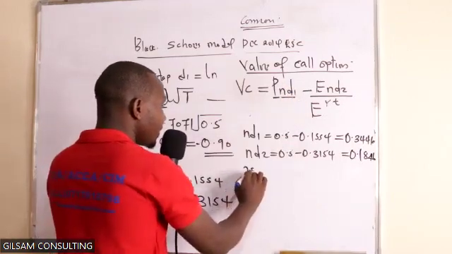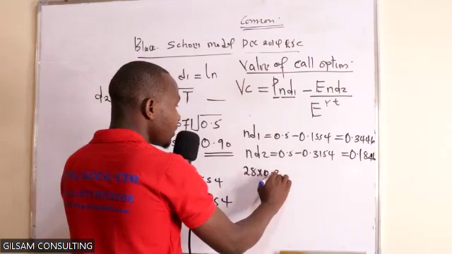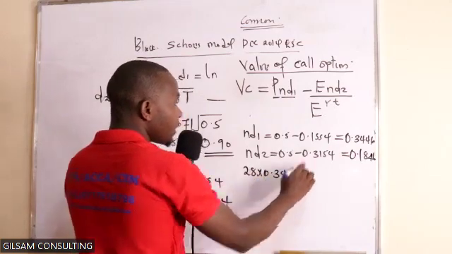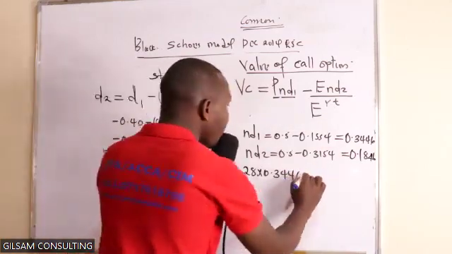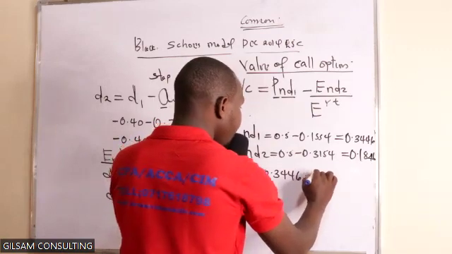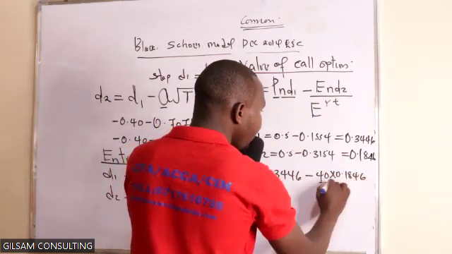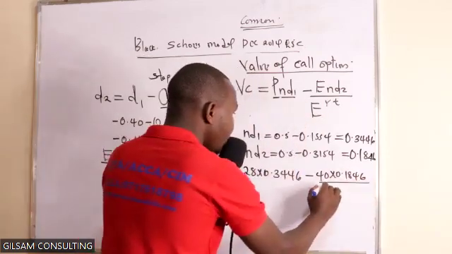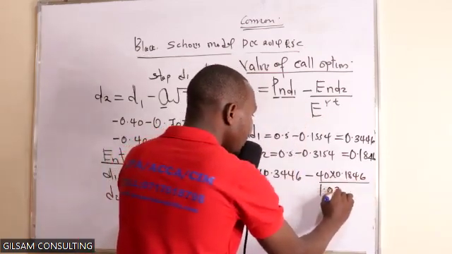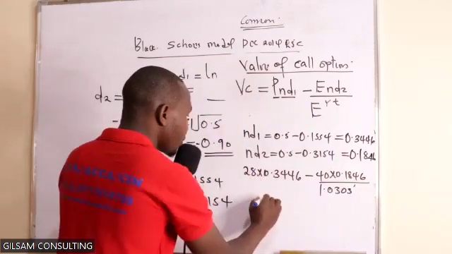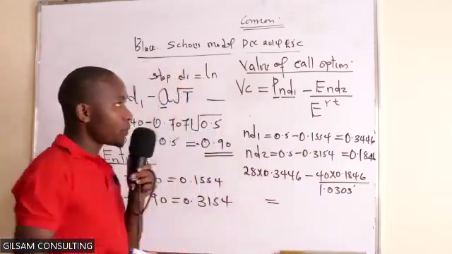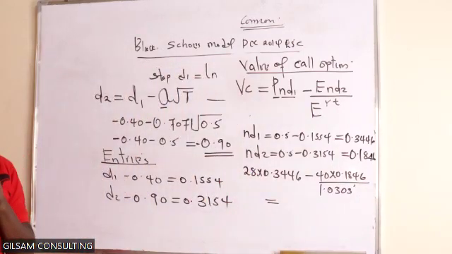So it will be 28 times 0.446. The Euler constant will remain the same, minus 40 times 0.1846. We divide by the Euler, which we had found, 1.0305. So what could be the value of call option?